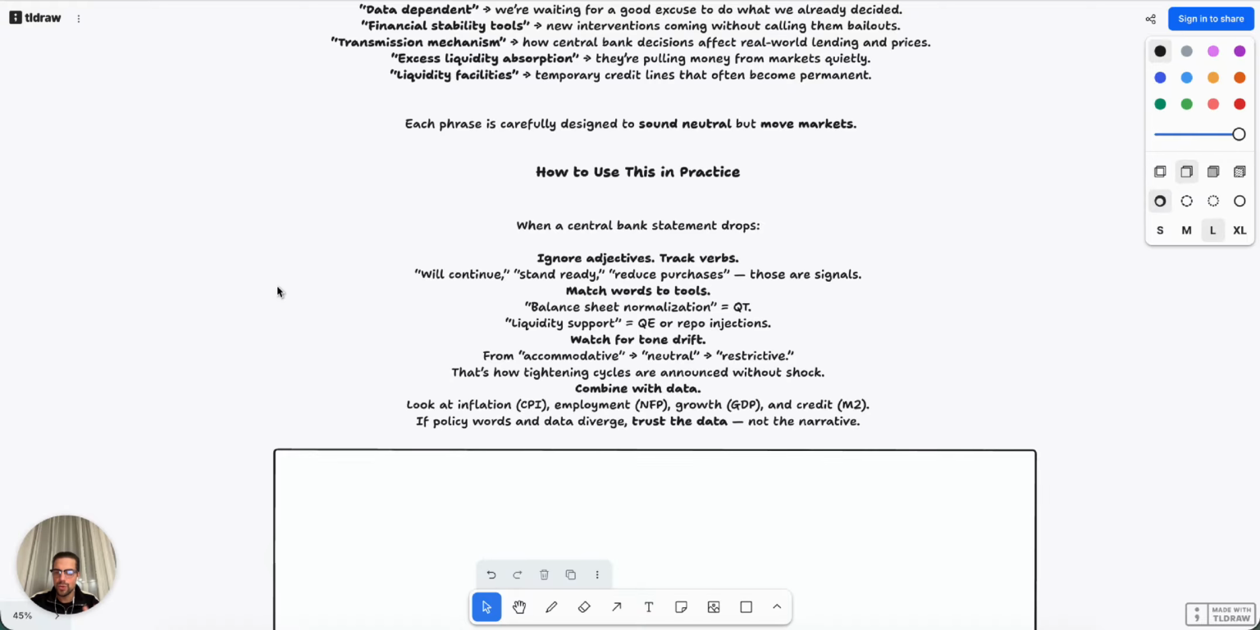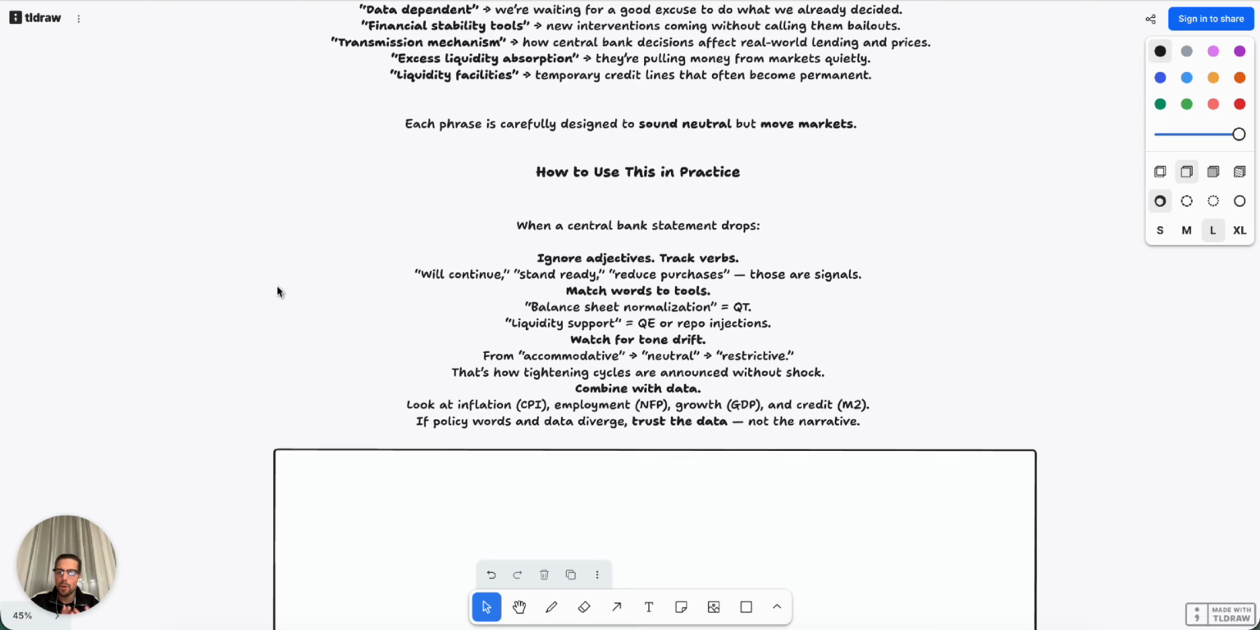Watch for tone drift as well, from accommodative to neutral to restrictive. These words are how tightening cycles are announced without a shock, meeting after meeting. At first it's accommodative, then it's fairly neutral, and then we're going to go fairly restrictive, so to speak.